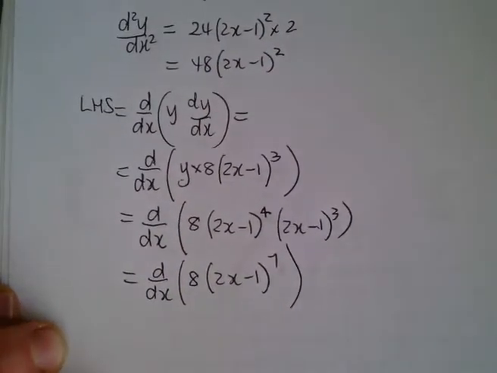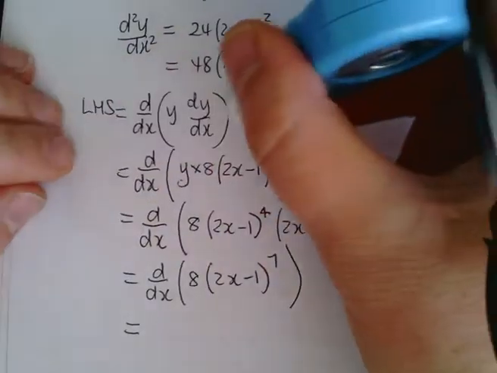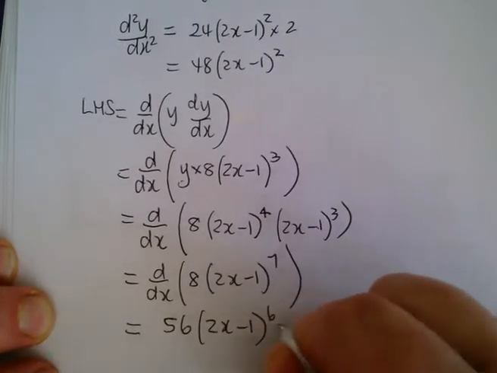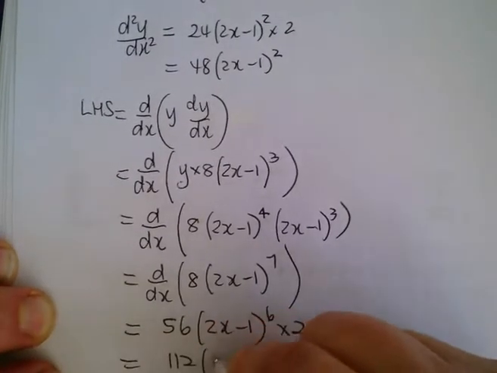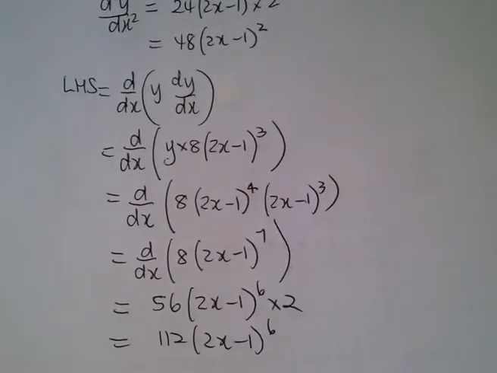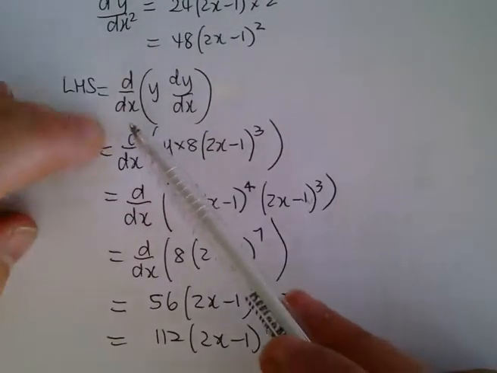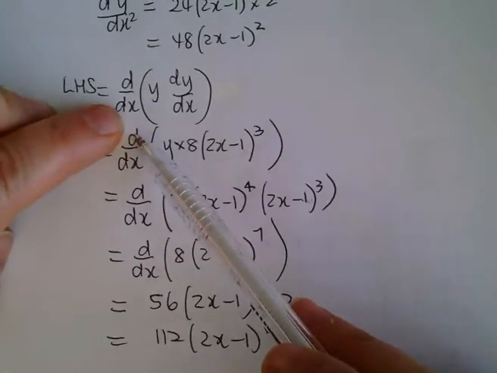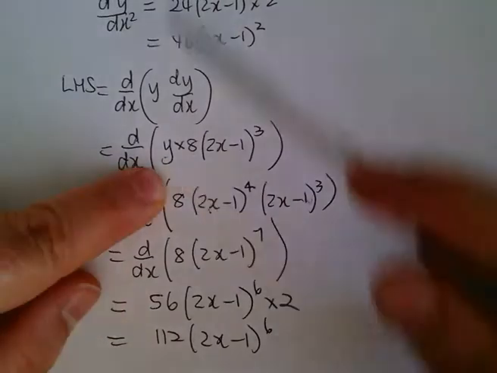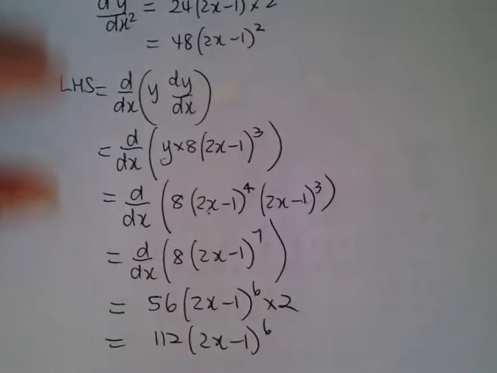So we're differentiating 8 times that. So let's go. 8 times 7 is 56, 2x minus 1 to the power of 6 times 2, which is 112, 2x minus 1 to the power of 6. That's your left-hand side. You know to replace the y here for the following reasons. You want to differentiate with respect to x, but you've got a y there. So you've got to go back and see what y is, and you can write y in terms of x here. Okay, and that fixes that up.